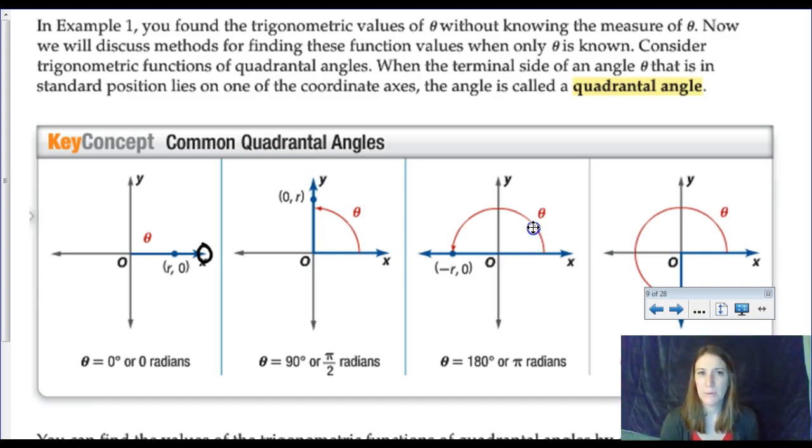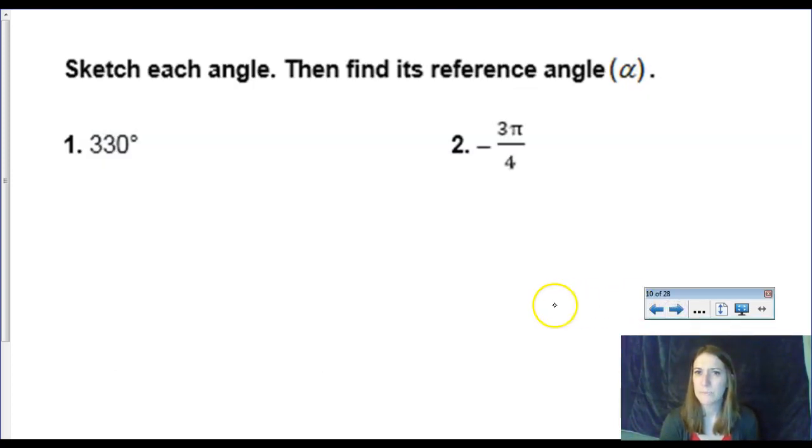And we're not going to talk about what's the reference angle of a quadrantal angle, because it doesn't really make a lot of sense to do. They're their own special little things. So the first task we have for ourselves is to sketch the angle and then find the reference angles.